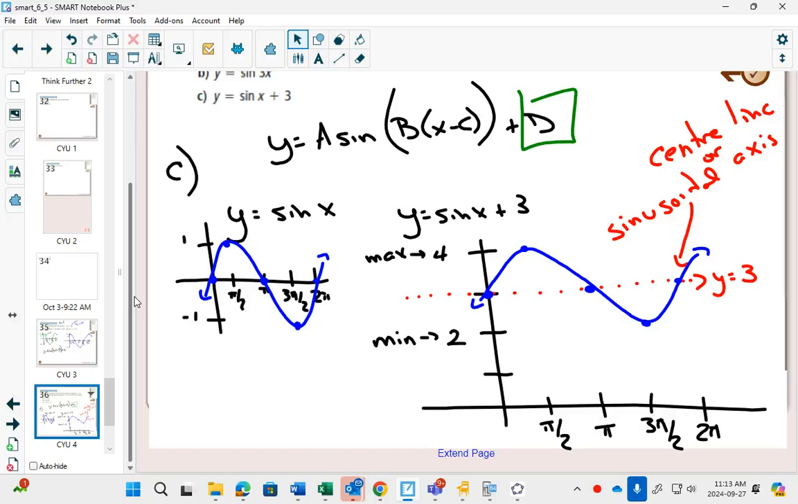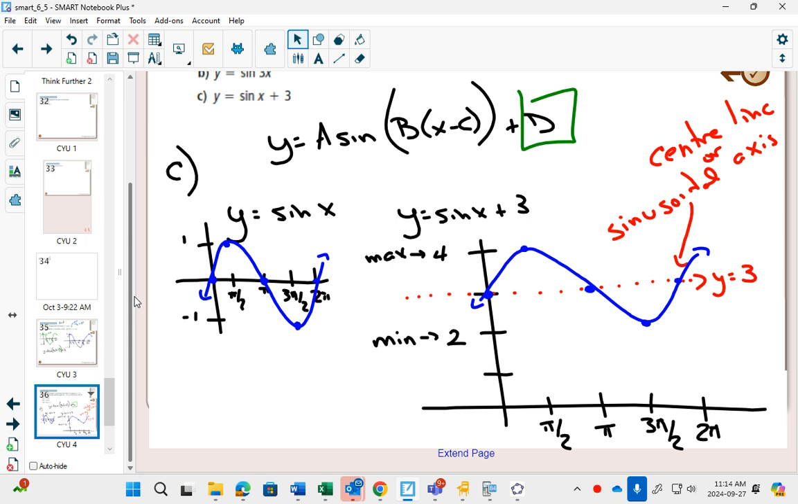Now we didn't draw a dotted line when it was on 0 because we already had the axes there. But usually, wherever our center line is, it's not an asymptote, but we sort of do it like an asymptote. Technically, dotted lines on graphs are just there to help you, but they're not actually part of the graph. So I drew my center line at 3.